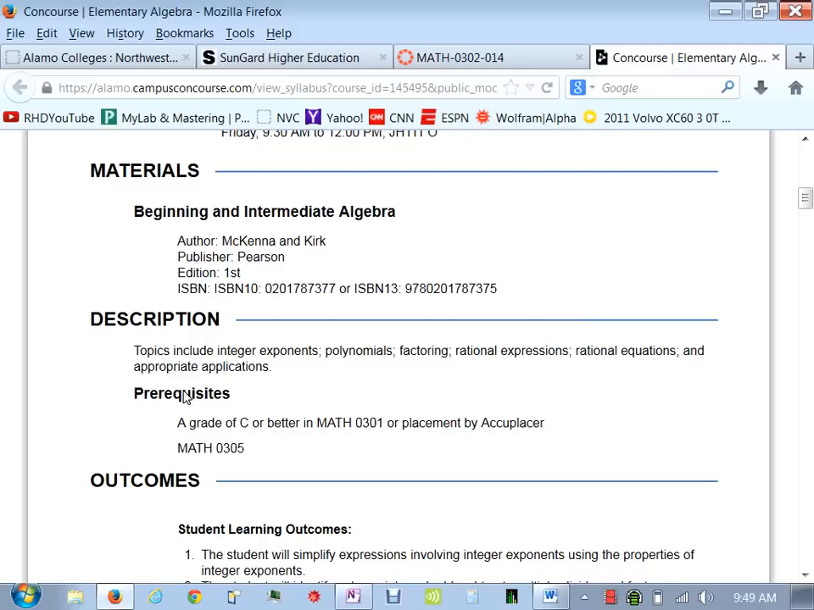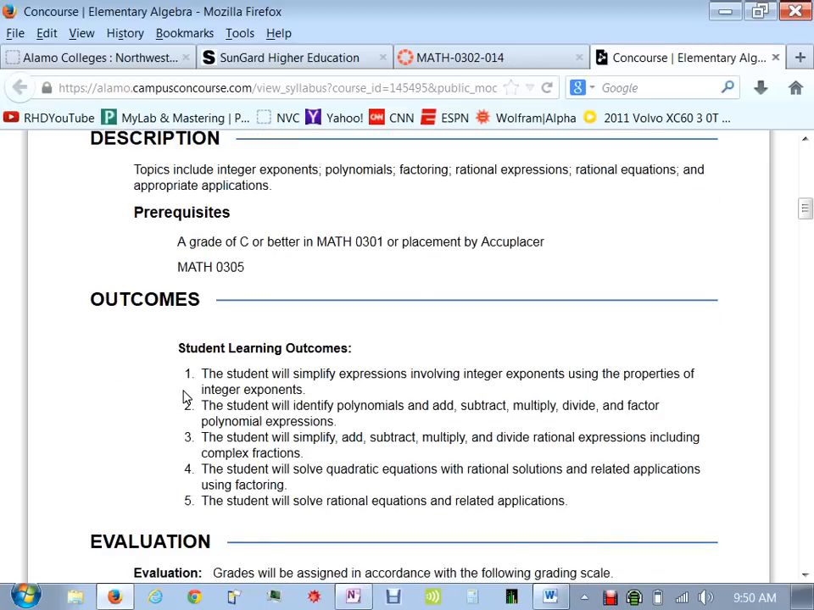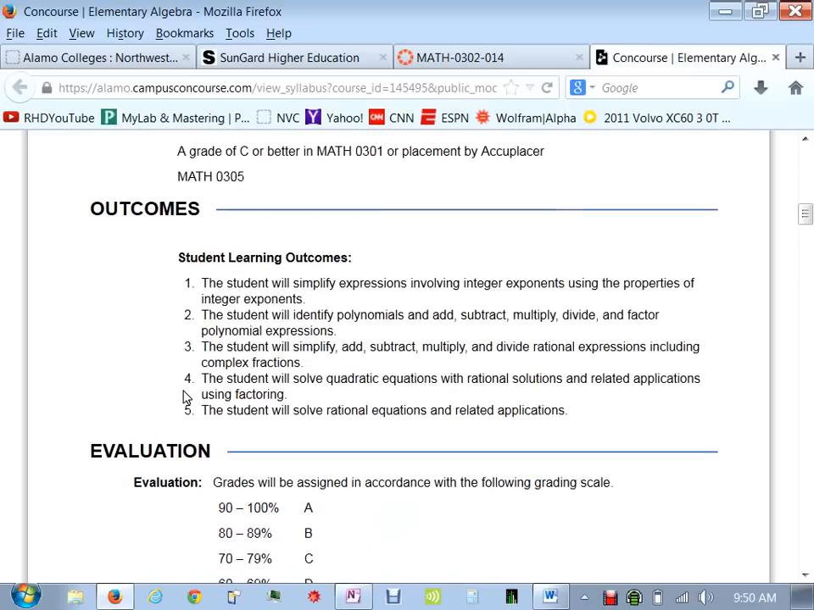I won't get into the topics. I mean, we're going to go through them, but you should have passed 0301 to get here, or have placed in here through AccuPlacer. All right. So if you didn't pass 0301, but you're here, then there's going to be issues. Outcomes. So again, these are the things you should be able to do by the end of the semester.